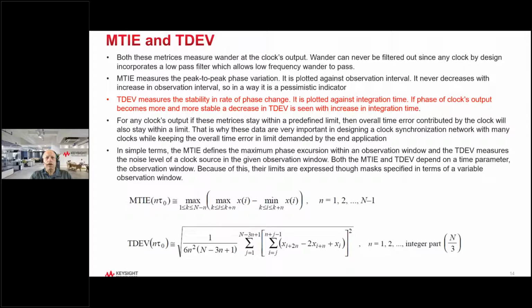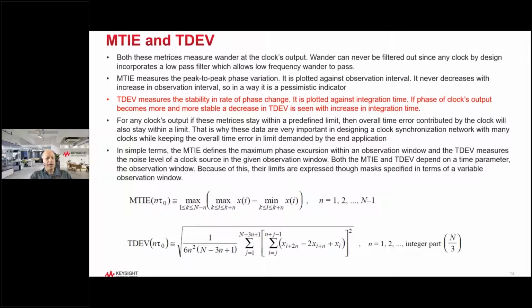And for any clock output, we typically have masks that define the expected behavior. In simple terms, what this means is the MTIE defines the maximum phase excursion within an observation window, and TDEV measures the noise level of the clock source in a given observation window. And both of them depend on a time parameter, which is the observation window. And the limits are expressed through masks that are specified against the variable observation window, and these are provided by various standards, mostly ITU standards.